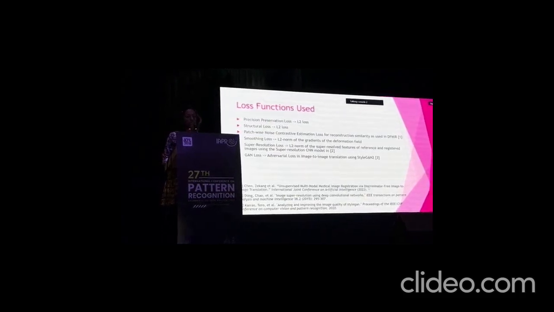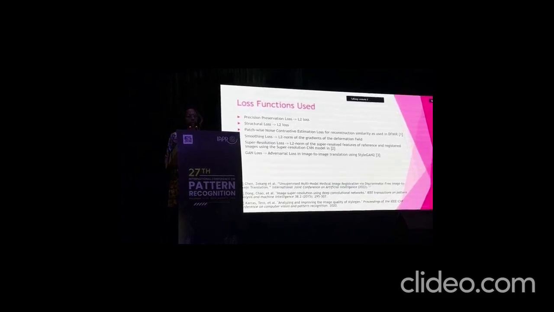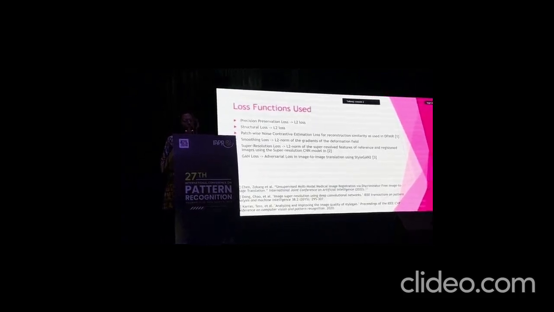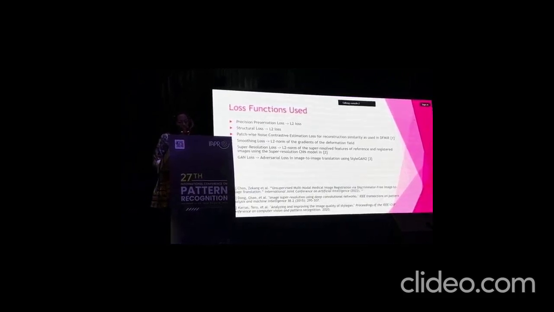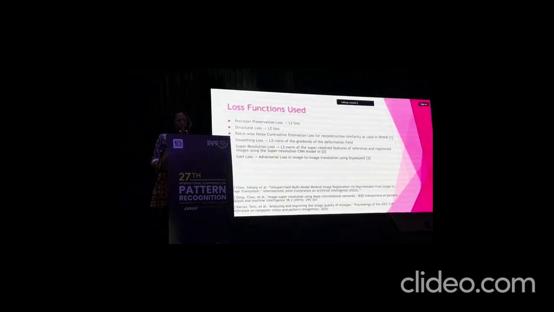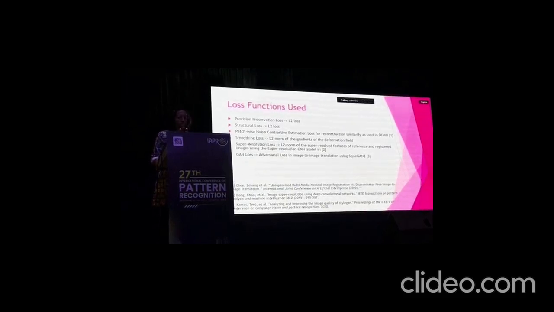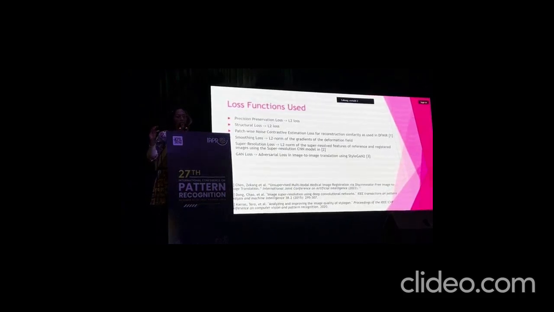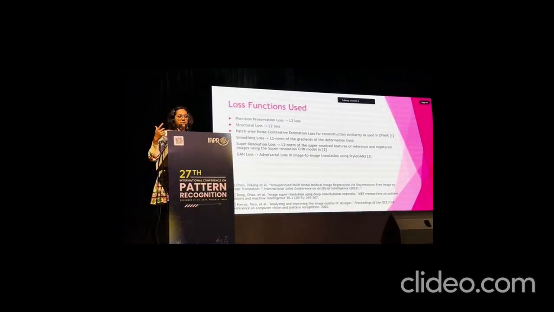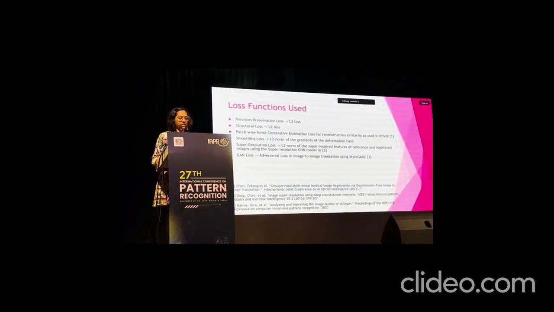So the loss functions which I have used in this architecture: the precision preservation loss is just an L2 loss function. The structural loss is also an L2 loss. And finally, we are using the patch-wise noise contrastive estimation loss. It will first extract image embeddings from each image patch. To extract the image embeddings, I have also been using a feature network.